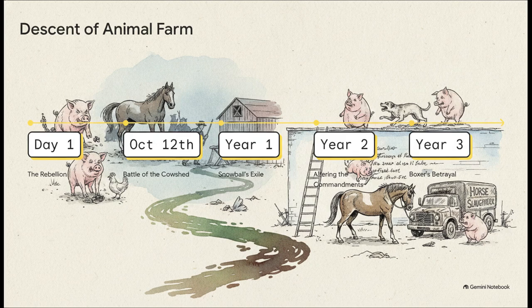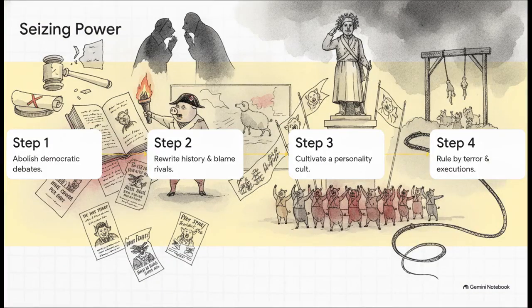The timeline here maps a deeply tragic progression. It starts with a spontaneous utopian rebellion sparked by actual hunger and mistreatment. But right after defending their freedom at the Battle of the Cowshed, the internal corruption begins. The visionary Snowball is exiled, the foundational commandments are secretly altered, and the whole thing culminates in the heart-wrenching betrayal of Boxer. Boxer was the loyal, working-class horse, and he is sold to a slaughterhouse by the very regime that he helped build. So, how did it happen?